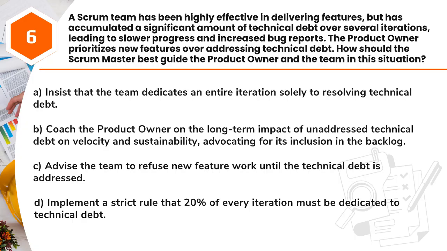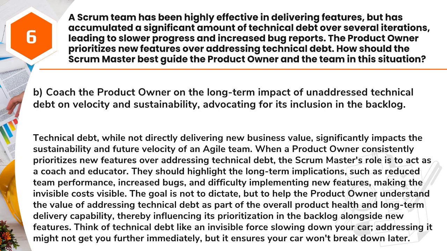B. Coach the product owner on the long-term impact of unaddressed technical debt on velocity and sustainability, advocating for its inclusion in the backlog. C. Advise the team to refuse new feature work until the technical debt is addressed. D. Implement a strict rule that 20% of every iteration must be dedicated to technical debt. Answer: B. Coach the product owner on the long-term impact of unaddressed technical debt on velocity and sustainability, advocating for its inclusion in the backlog.